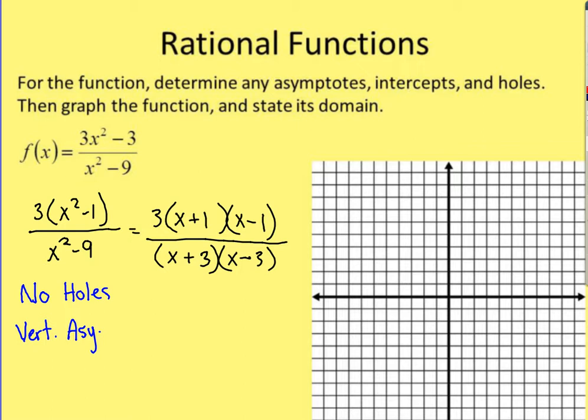For vertical asymptotes, you're just looking to find the zeros of the denominator. Remember, when you pull them out of the parentheses, you change the sign. So we are going to have a vertical asymptote at x is equal to -3. And we're going to have another vertical asymptote at x is 3.